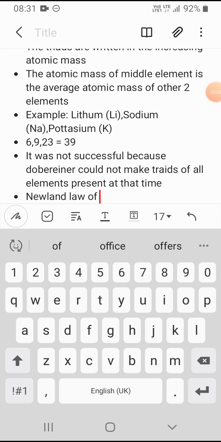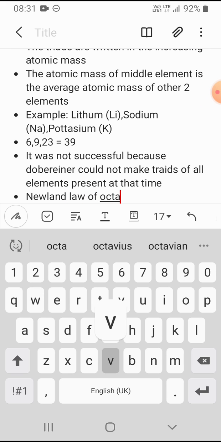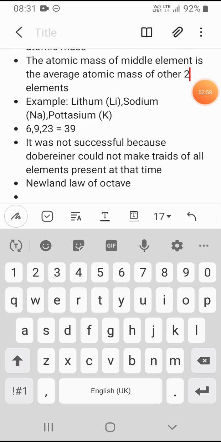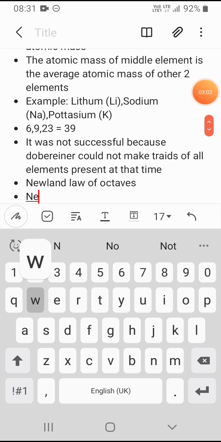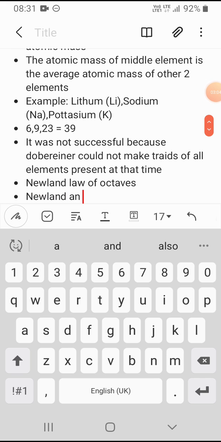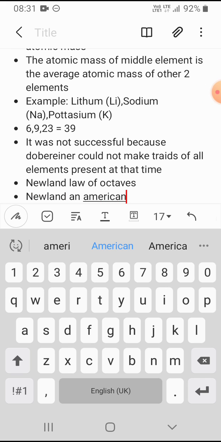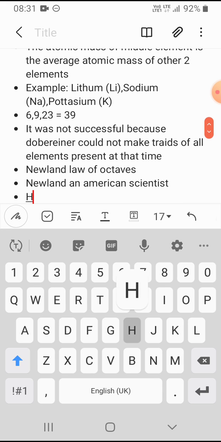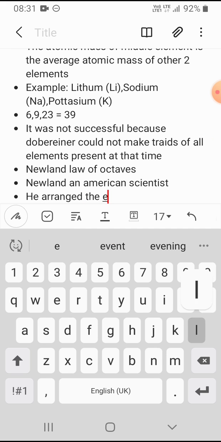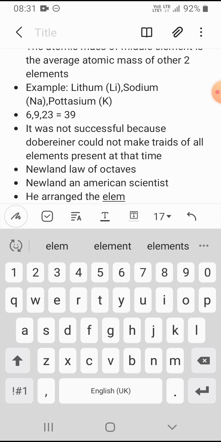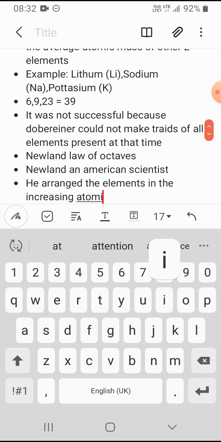After that, Newlands' law of octaves. Let's know about this. So Newlands, an American scientist, arranged the elements in increasing atomic mass.